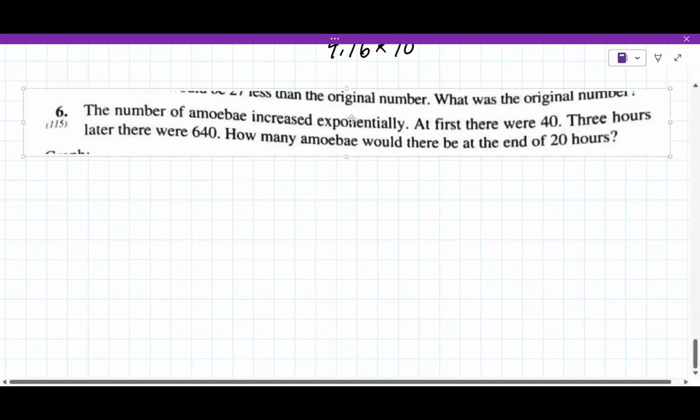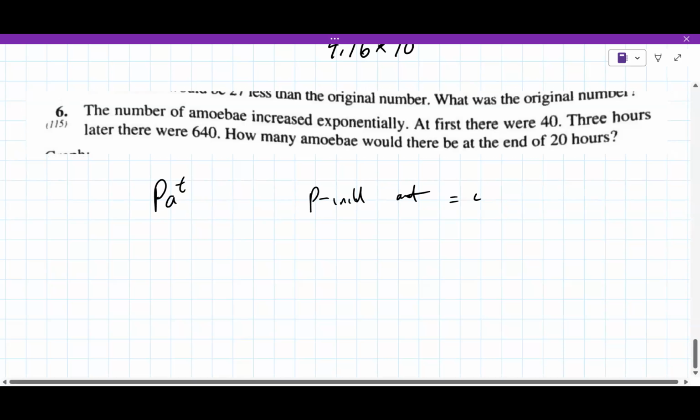The number of amoeba increased exponentially. At first, there were 40. 3 hours later, there were 640. How many amoeba would there be at the end of 20 hours? All right. First thing, I guess, is to use some sort of exponential equation. A equals A-naught times a to the t is the one that comes to mind here. A-naught is the initial amount. So the initial amount in your problem is 40. And we know that later on, when t equals 3, there were 640.